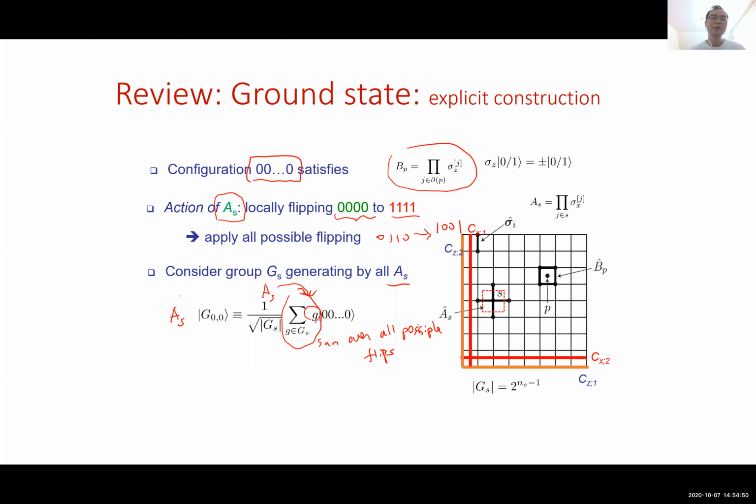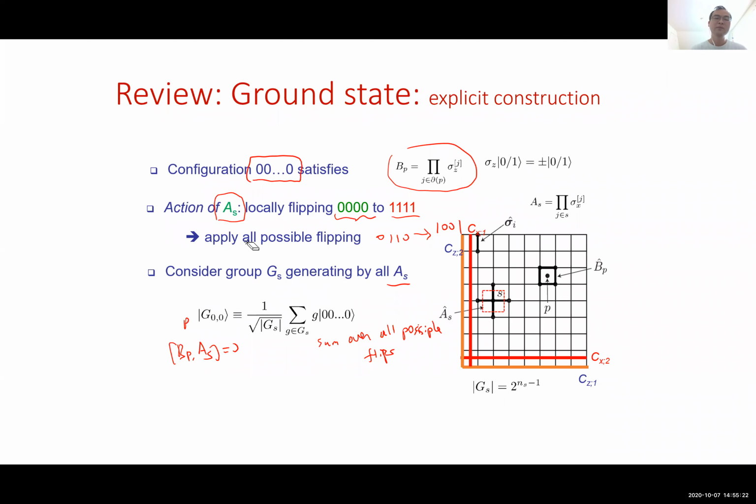And because BP commutes with AS, application of BP on the ground state will still give you a plus sign, because BP applied to that commutes with all these AS operators, and this is a plus sign. So it returns the ground state itself.